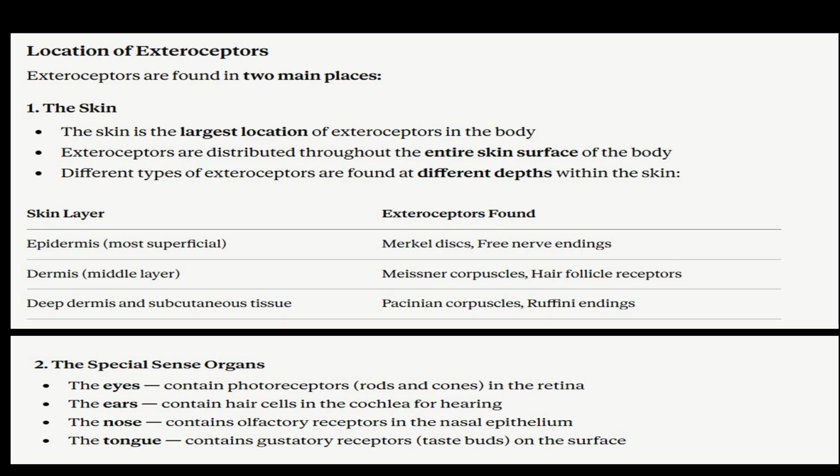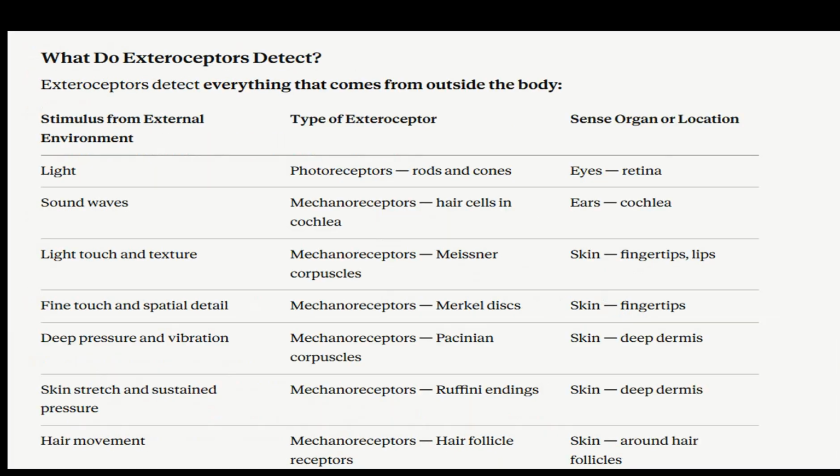Now here, those who have already covered the previous session can understand what photoreceptors are, and what rods and cones are, because we have already covered all these things, like olfactory receptors. Okay, fine. So I think location-wise we are good. Now it's time to understand what the exteroceptors detect and what organs are associated with that.